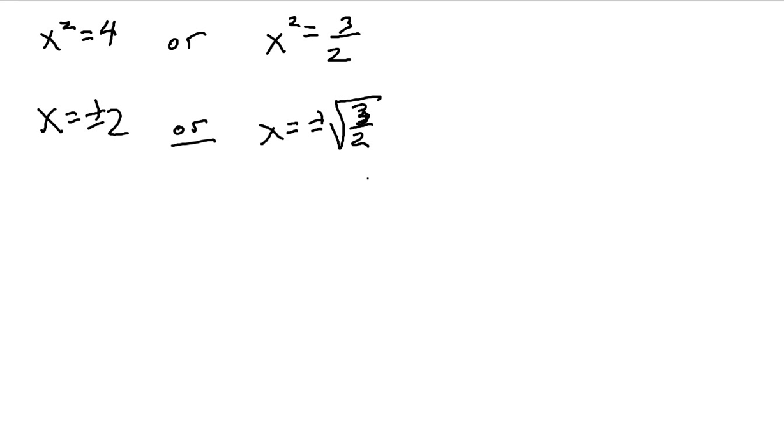Now for a lot of calc classes, they won't actually care if you simplify this, but in this case, I'm going to go ahead and rationalize the denominator. So multiply top and bottom by root 2, you'll get root 6 over 2. So these are our 4 solutions.